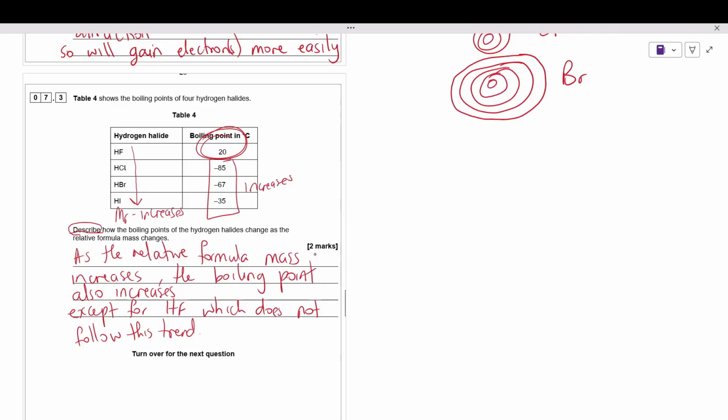Right? And that's your 2 marks. You're just describing what is happening. You do not need to give a reason for it happening. But if you want to give a reason for that happening, it's due to the intermolecular force that exists between them.